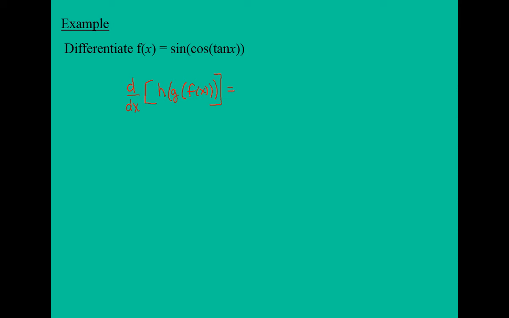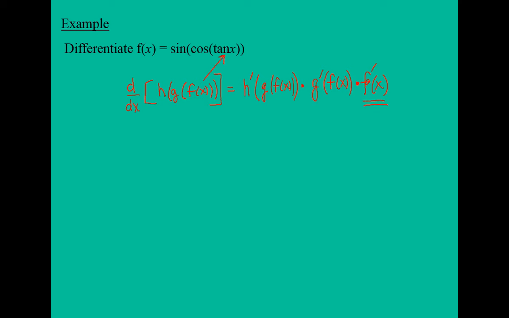And if you thought this through, we're going to take the derivative of the outside function, leaving the two inner functions, times. Then we move to the next function inward. So g prime, leaving the inside function, and then times the derivative of the very inside function, which is f of x.